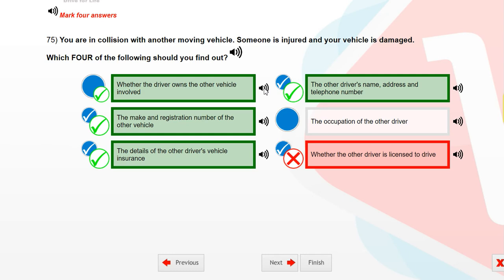Whether the driver owns the other vehicle involved, إذا كان السائق الآخر يمتلك سيارته, the make and registration number of the other vehicle, رقم تسجيل وثيقة صنع المركبة الأخرى, the details of the other driver's vehicle insurance, تفاصيل تأمين سيارة السائق, the other driver's name, address and telephone number. اسم وعنوان وهاتف السائق الآخر.